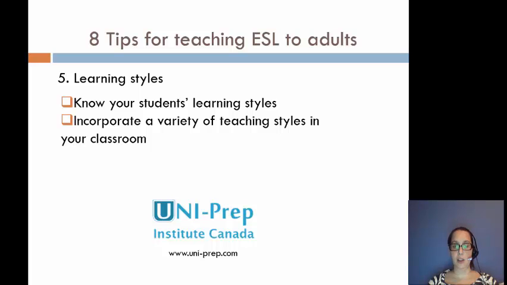Number 5 is learning styles. You should know your students' learning styles. That way you can incorporate a variety of teaching styles in your classroom that will hit all of those students' learning styles. So maybe some people are more visual learners. You can use videos in order to help them understand some of the concepts. Maybe some people need repetition. You should be repeating things in the classroom. That way they pick up on it, etc.